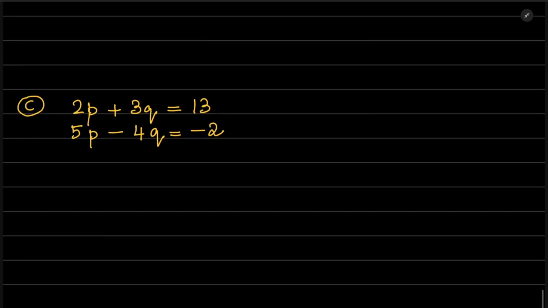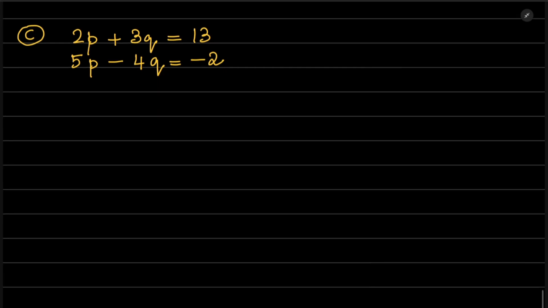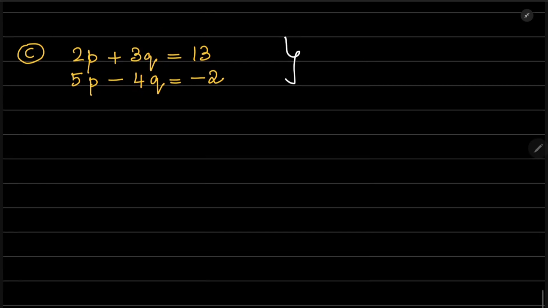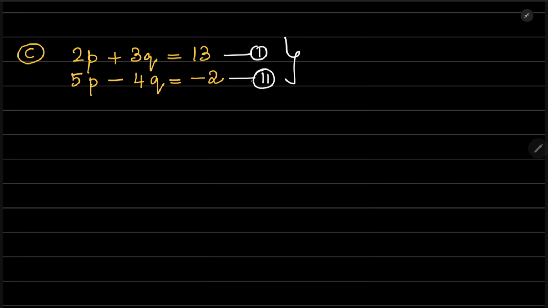Right, so this also we'll be using the elimination method. The question is 2p plus 3q equal to 13, 5p minus 4q equal to minus. So I would like to eliminate one of the terms. So what will I do? I will eliminate this q. How will I eliminate q? I will first multiply the first. Let this be equation 1. Let this be equation 2.